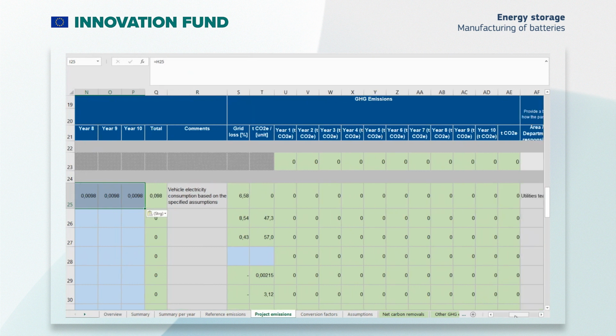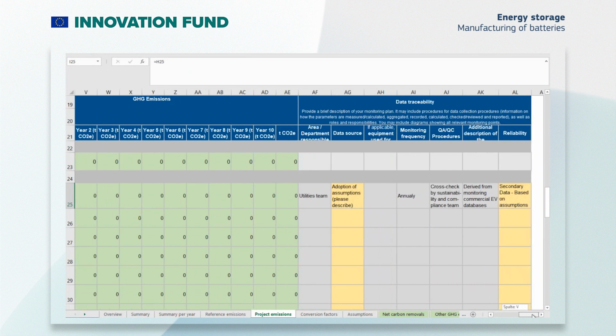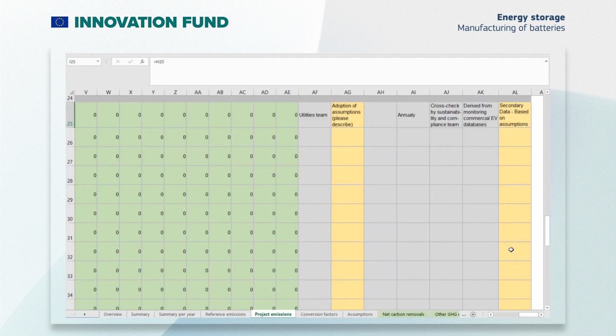Before we move to the next steps, I want to show you that the tab allows you to put additional information about the traceability of the data. In this field, you must provide a brief description of your monitoring plan. For instance, it may include procedures for data collection as well as roles and responsibilities.